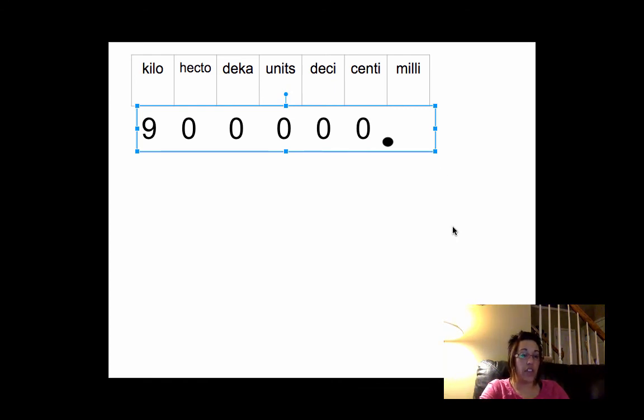So I hope that this video has helped you to see how to convert between metric units. This video has focused on length. However, the same skills are used for capacity, like liters, as well as mass or weight, which is grams. So good luck in your practice today, and I will see you in the next video.